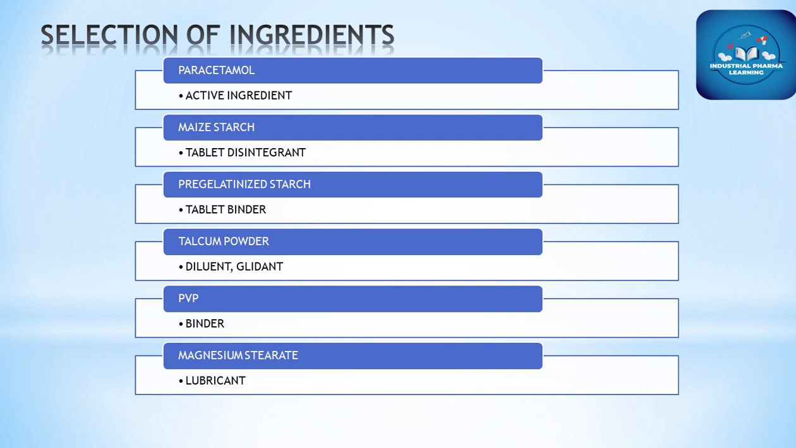Here is the list of ingredients which will be used to produce a paracetamol tablet. Following is the list of excipients: maize starch, pre-gelatinized starch, talcum powder, PVP, magnesium stearate. These are all the ingredients to proceed for wet granulation.